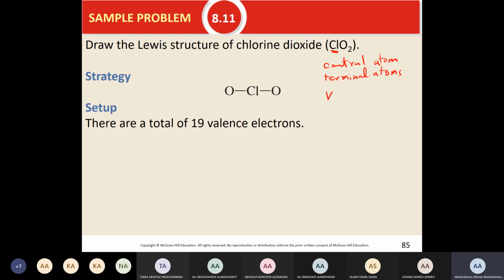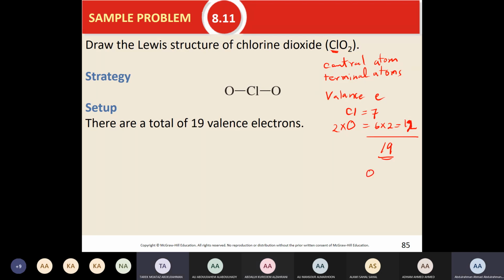First, go and find the valence electrons. How many electrons do we have for chlorine? 7. How about for oxygen? 6. Total of 19. Now, what's the total number of electrons? 19. First thing you know about when you see 19, what's that?